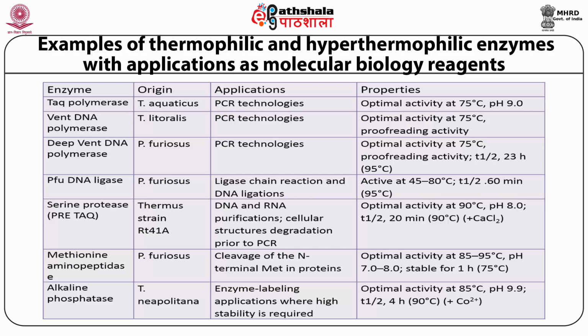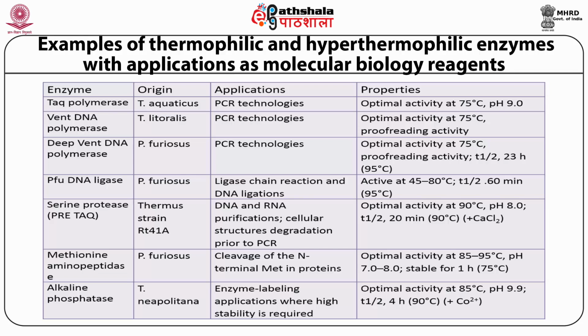Now this enzyme, which is a polymerase, which can amplify or make DNA copies, has an optimal activity at 75 degrees Celsius, and it can withstand a pH of up to 9. Later on, different species of such thermophiles led to the isolation of different types of polymerases, which are now very much used in today's research. So for example, let us take some more different enzymes.